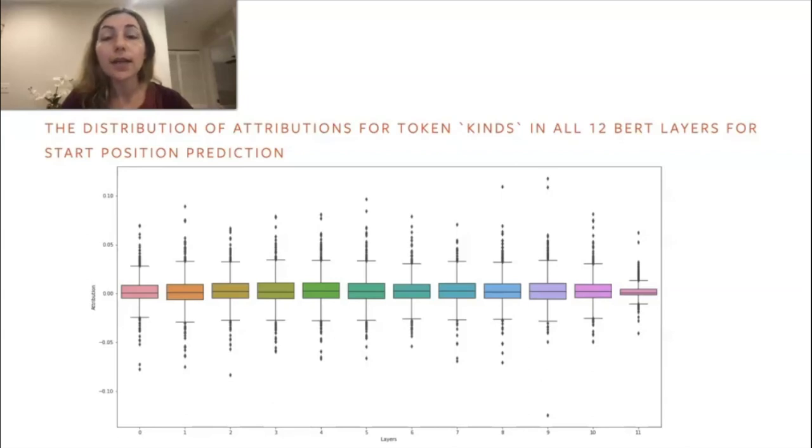We can do the same for end position prediction and also for other tokens. We see here how the distribution of attribution scores changes across all 768 neurons in all layers. The median remains 0 for almost all layers, and the interquartile range reduces slowly as we move towards the last layer.